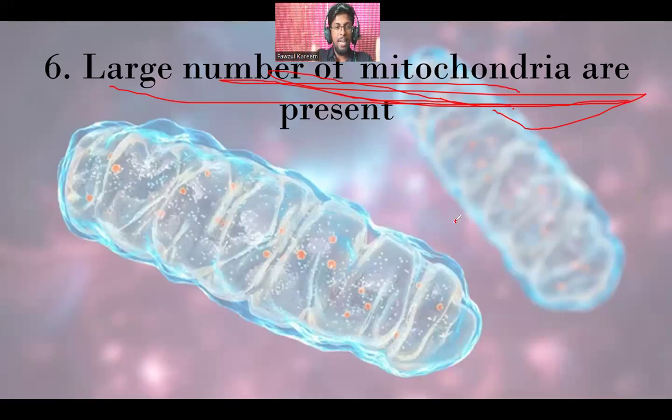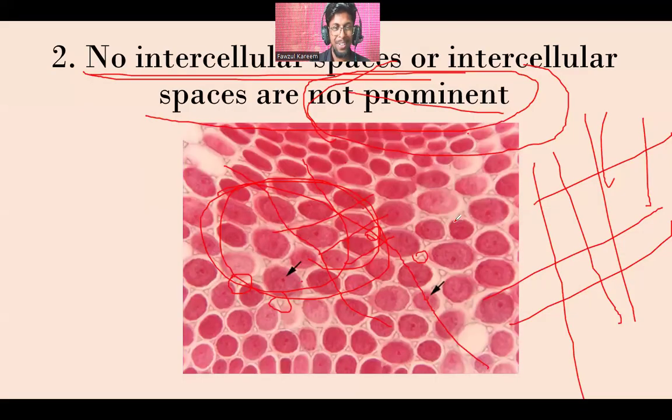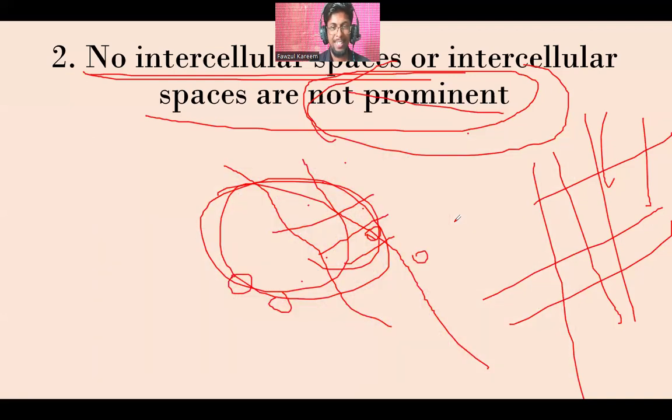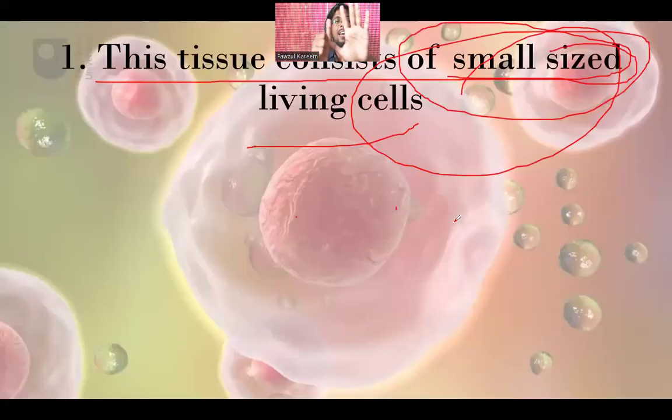So we'll quickly revise the 6 factors. Mitochondria will be there, absence of chloroplast, and a large nucleus will be there. Then absence of vacuole, and they are living cells, and no intercellular spaces. So the 6 factors: they are living cells, no intercellular spaces, a large nucleus, absence of vacuole, a large number of mitochondria, and the chloroplast is absent.